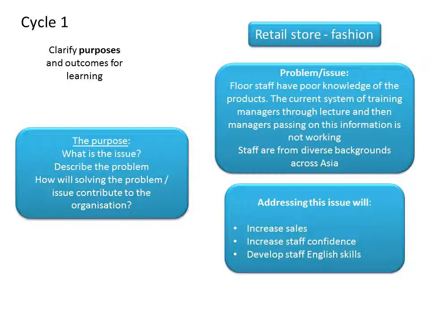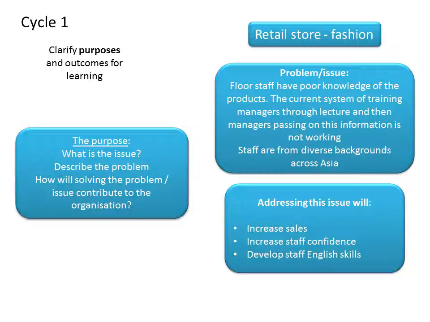So in the next few slides, what I have on the right is an example from a retail fashion store, and on the left I have an explanation of the key purposes. So let's start with cycle 1 and clarifying the purposes and outcomes for learning. The purpose: we need to ask what is the issue. So describe the problem and then think about how solving the problem or issue will contribute to the organisation.